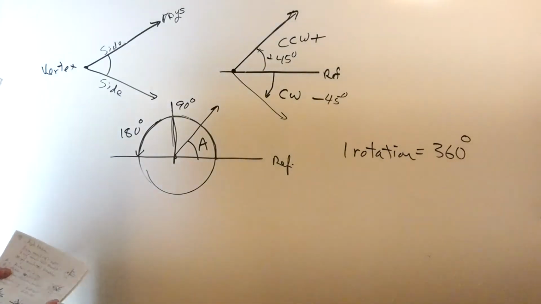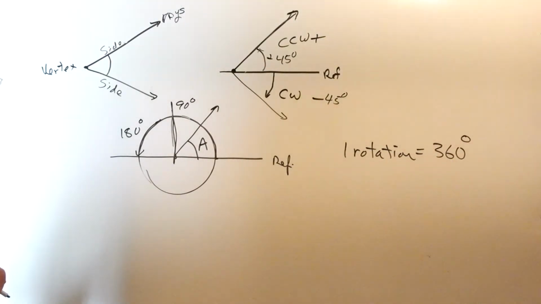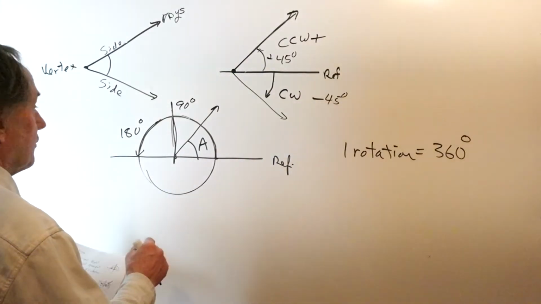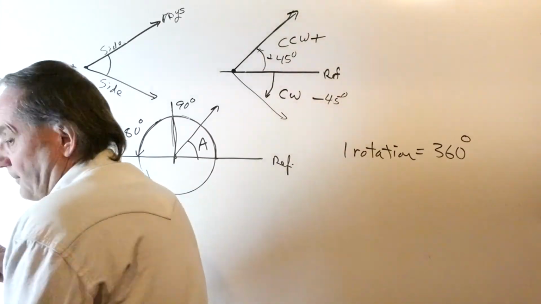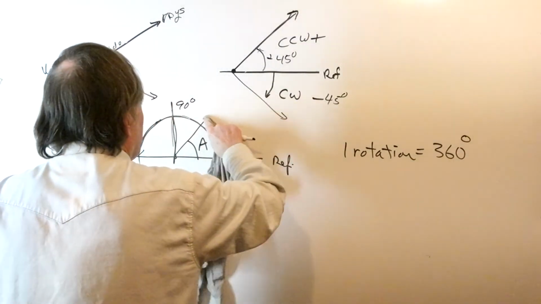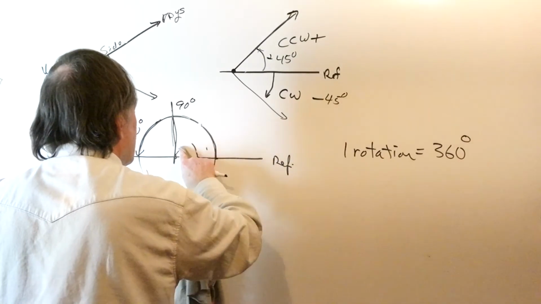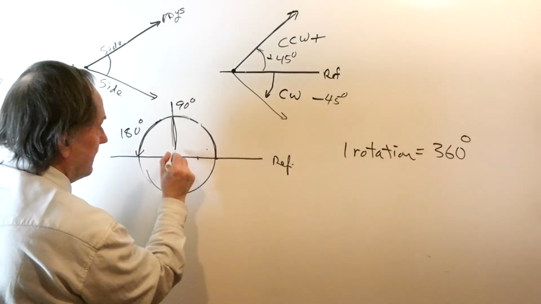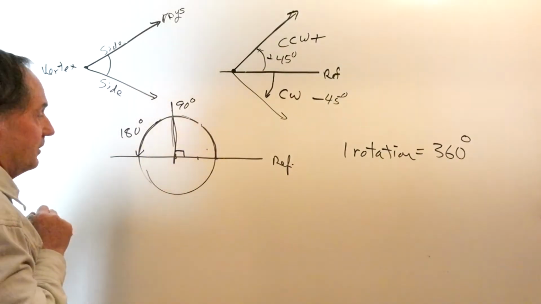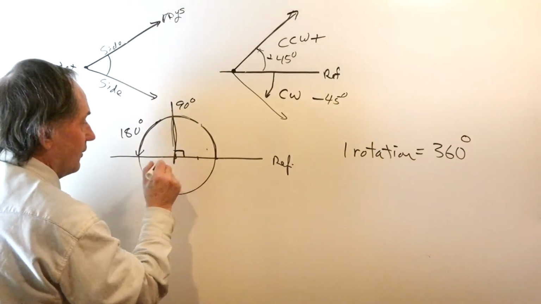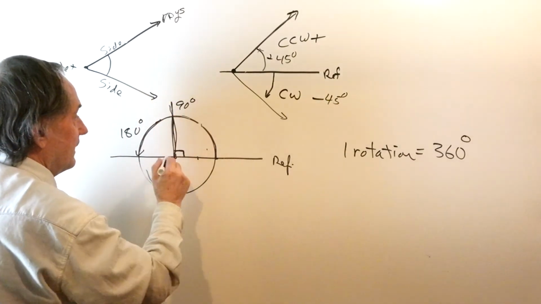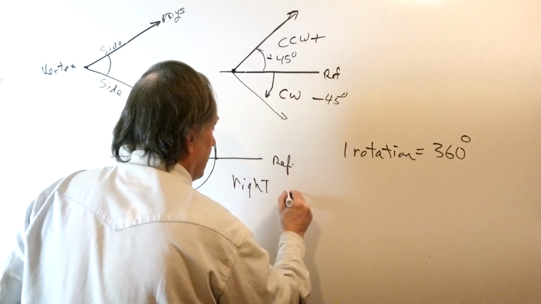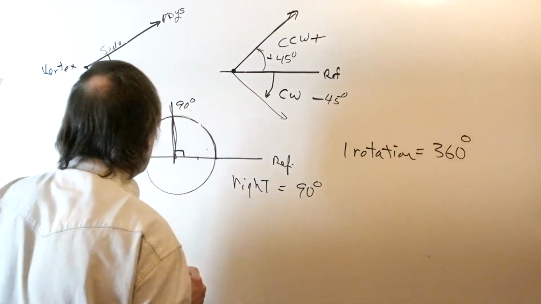Now, there's very specific names that we give angles. If we go a quarter of the way around the circle, we have an angle of 90 degrees, and we call this a right angle. And we designate right angles by putting a little box or a little rectangle at its vertex. This is called a right angle. A right angle is 90 degrees.